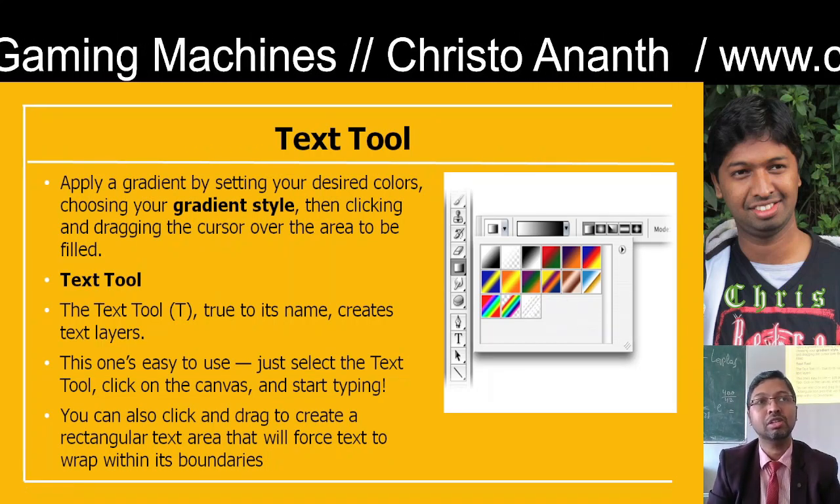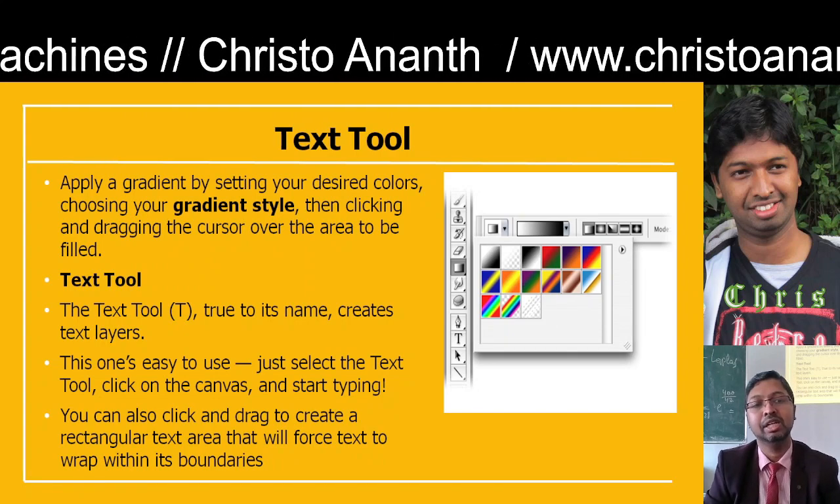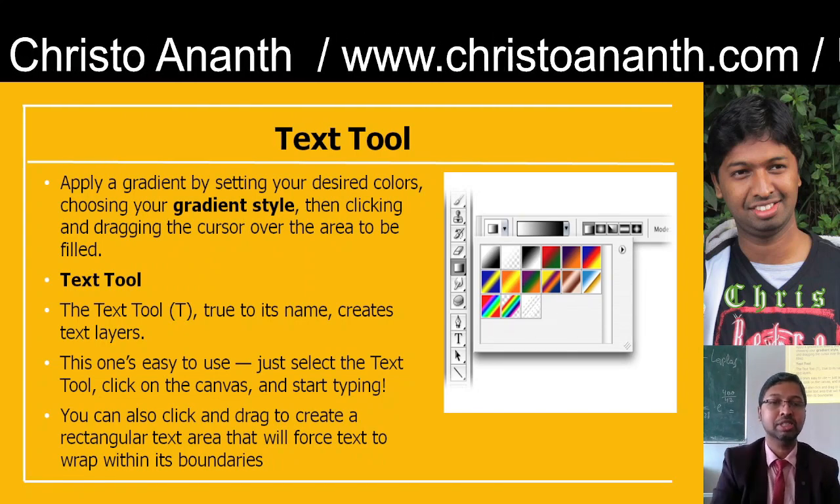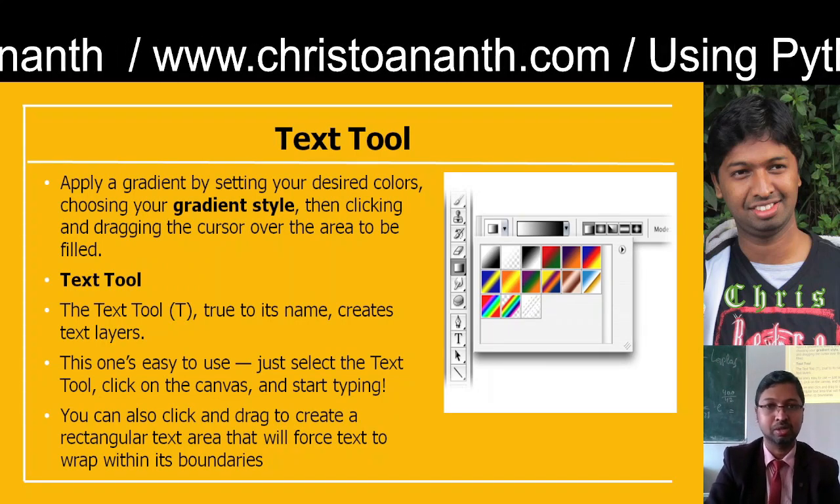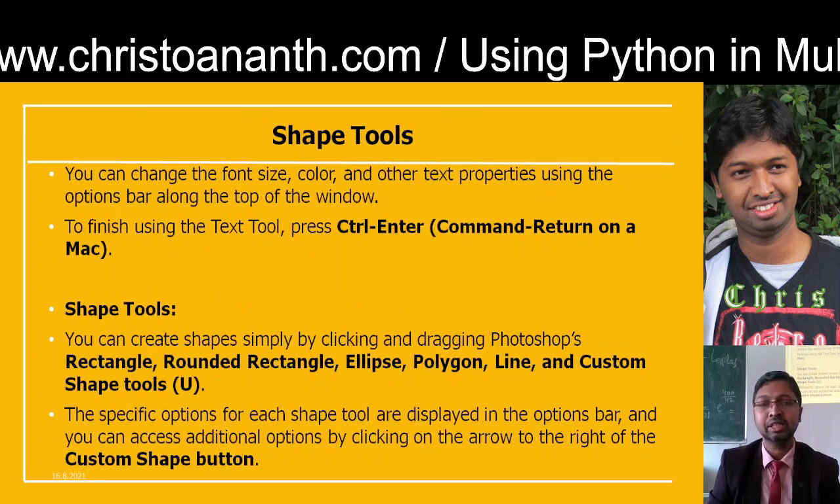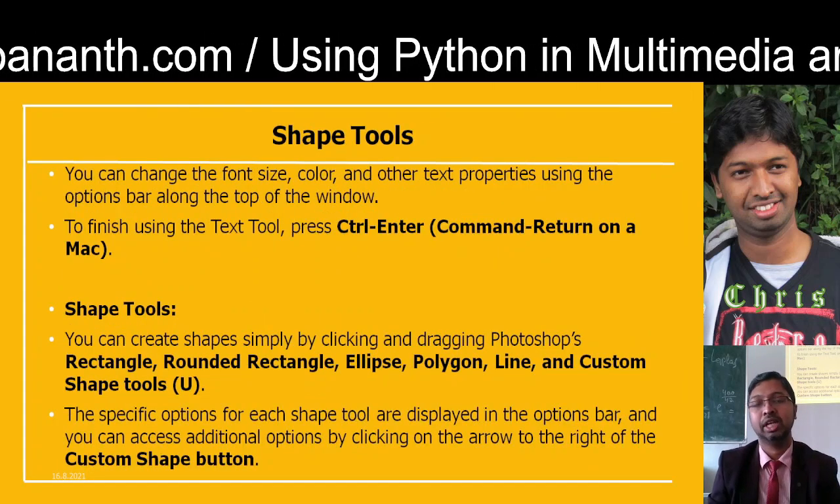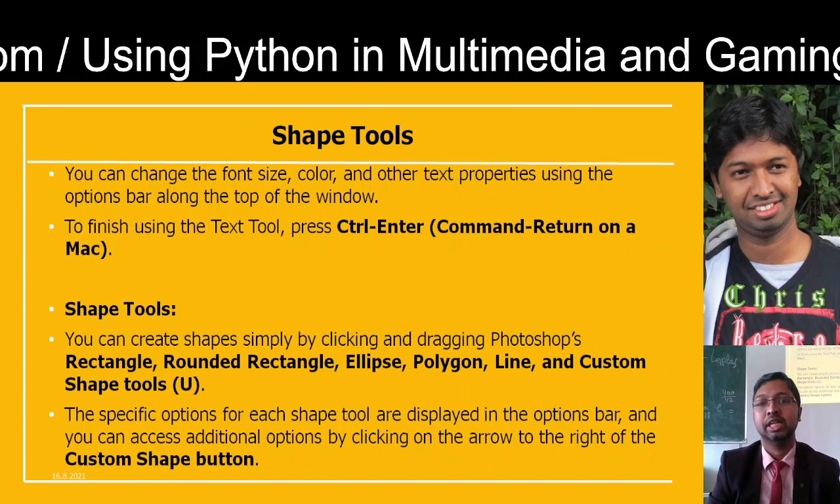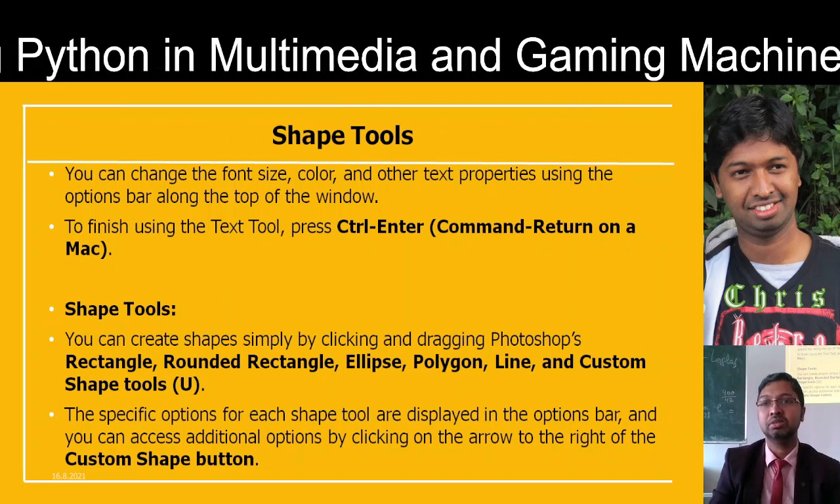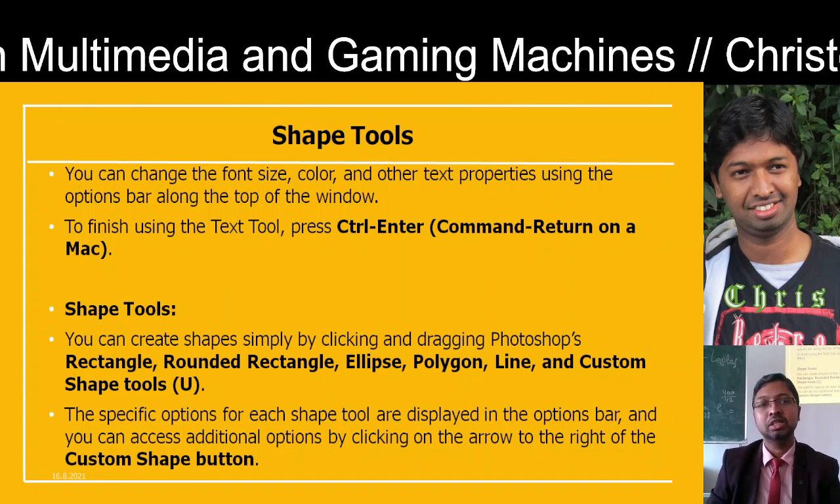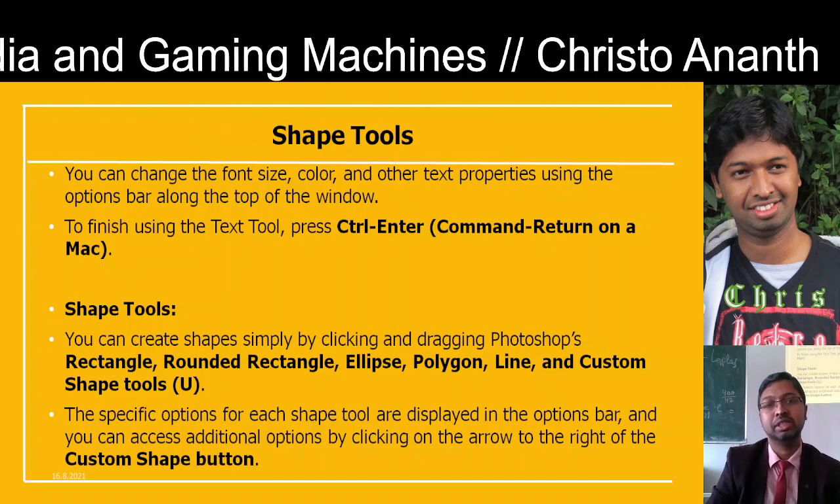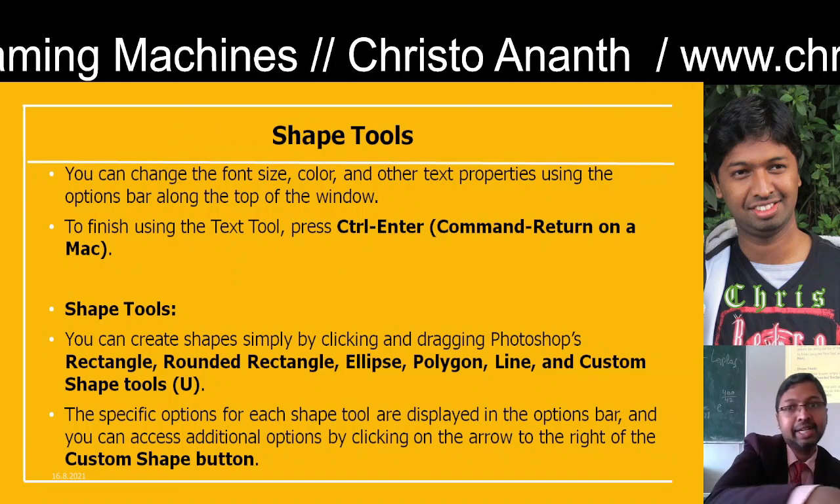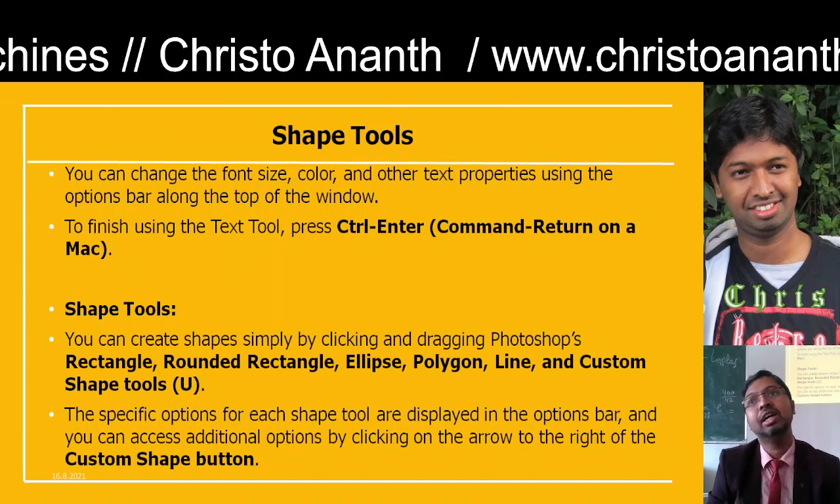Okay, so you can also click and drag to create a rectangular text area that forces the text to wrap within the boundaries. And here in the text tool, you can change the font size, the color, and maybe text properties using the option bar as well. Okay, so this is how you finish using the text tool: press Ctrl Enter. That's Command Enter on a Mac as well.